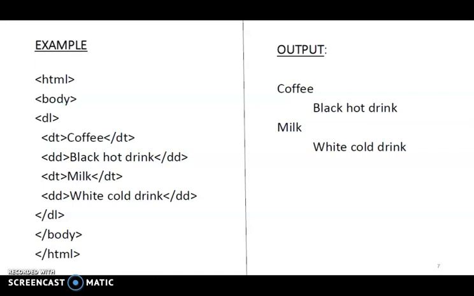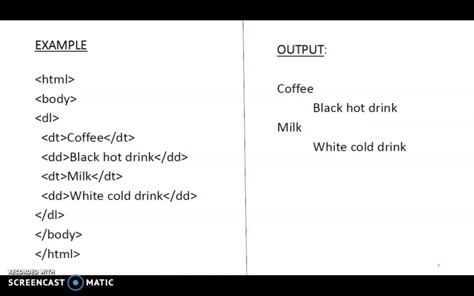After that you again start the DT tag. In between you mention the milk. After that you mention the DD tag. In between you have white, cold and drink. Then finally your DL tag is closed, your body tag is closed and the HTML tag is closed. Now you can see the output of this code. First one, whatever you write between the DT tag.